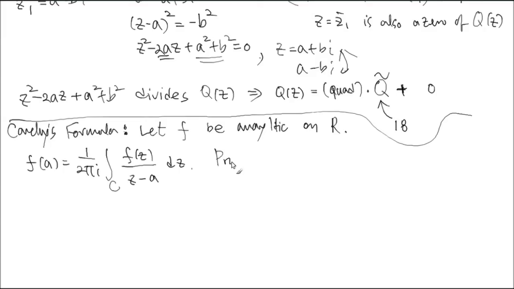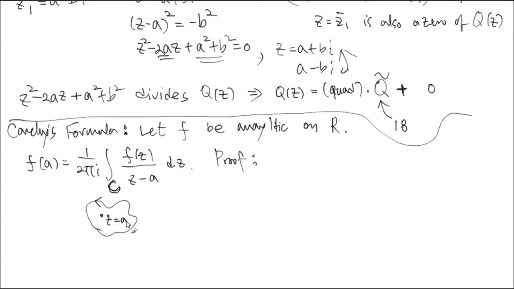And here's the proof. f is analytic, and this C is correctly oriented around z equals a, and it encloses z equals a. That's the situation here. What if it doesn't enclose z equals a? What's the answer? The answer is not f of a.